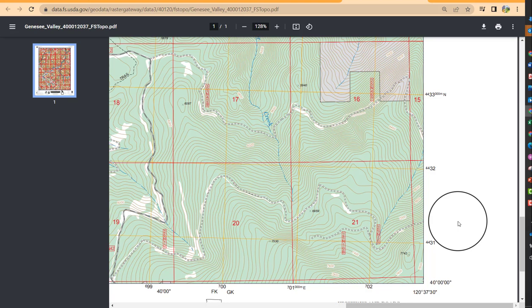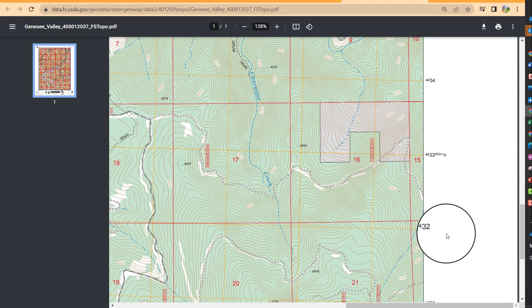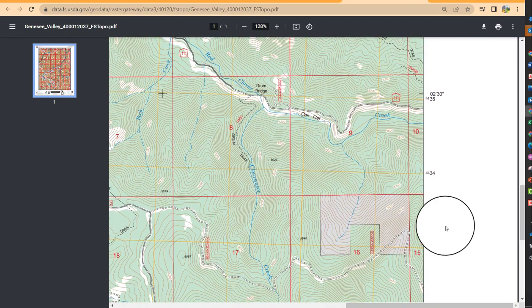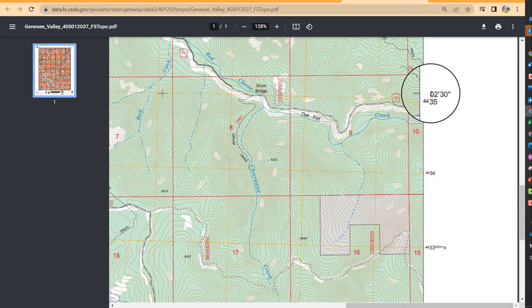So let's start to take a look at the numbers on the side. There's a lot of numbers going on here. All right, so we've identified already that 40 degrees, 0 minutes, 0 seconds is our latitude. And as we're going up, we're looking for those changes. And we see here, this is, again, 40 degrees. It's not listed here, but it's implied. 40 degrees, 2 minutes, 30 seconds.